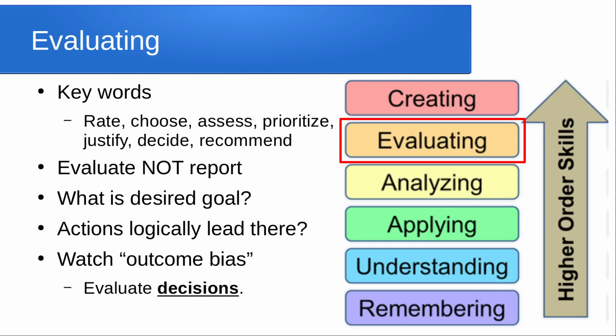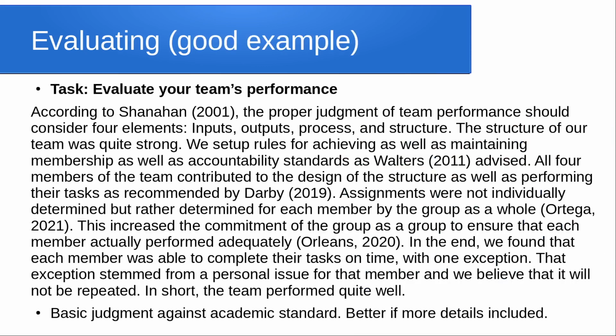Now, here's an example. So the task might be evaluate your team's performance. You might say, well, according to Shanahan in 2001, the proper judgment of team performance should consider 4 elements: inputs, outputs, process, and structure. The structure of our team was quite strong. We set up rules for achieving as well as maintaining membership, as well as accountability standards, as Walters, 2011, advised.